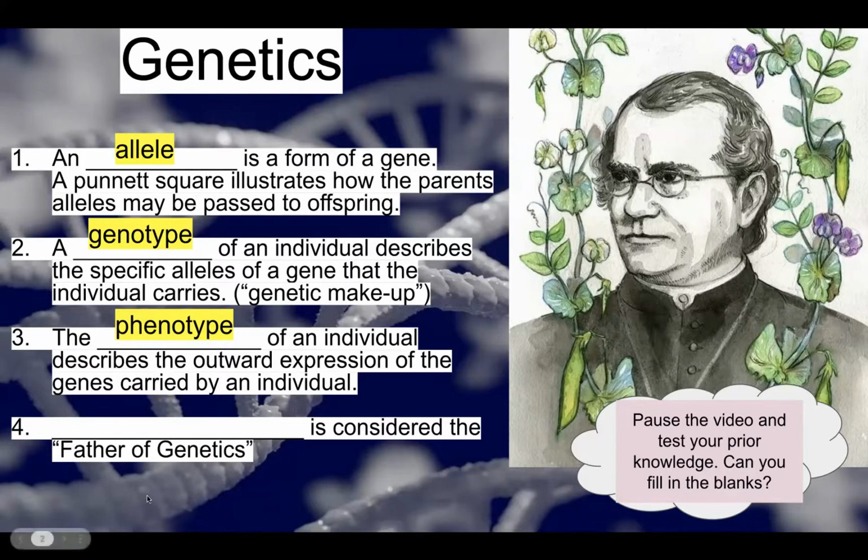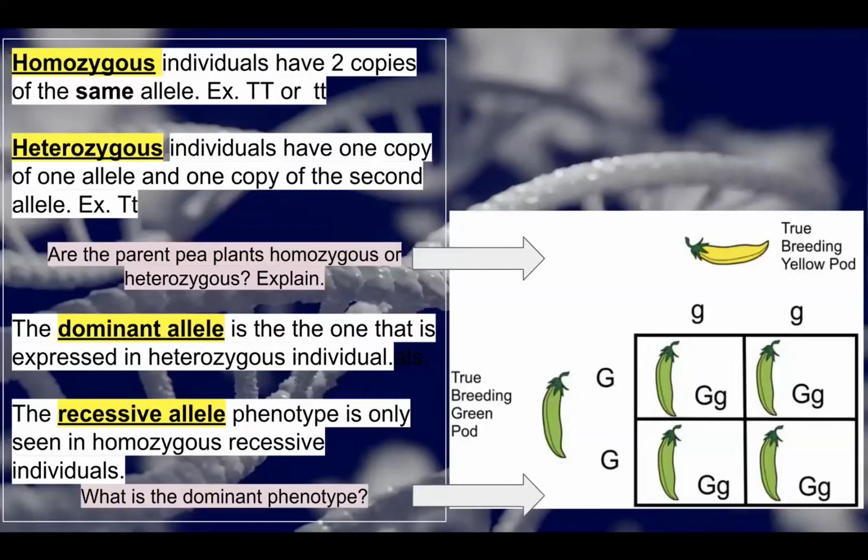And then number 4, blank is considered the father of genetics. I have an image of him right over here on the right. Hopefully you guys know him because he did a variety of experiments studying pea plant genetics, and that is Gregor Mendel. So those are a couple of vocabulary words that will be helpful throughout this presentation.